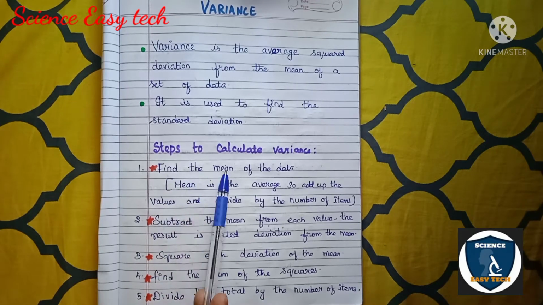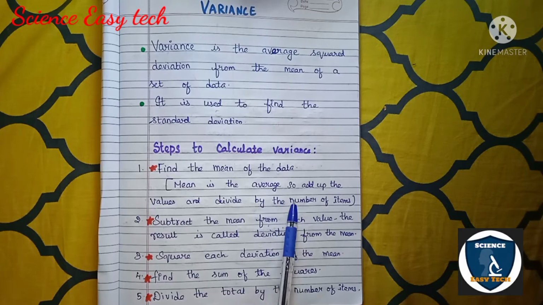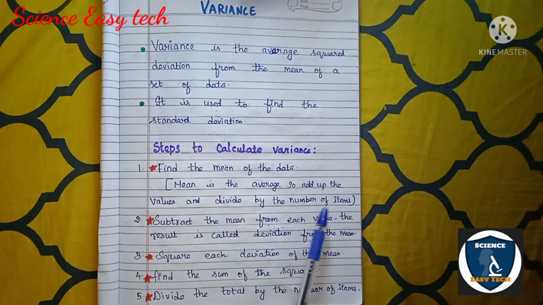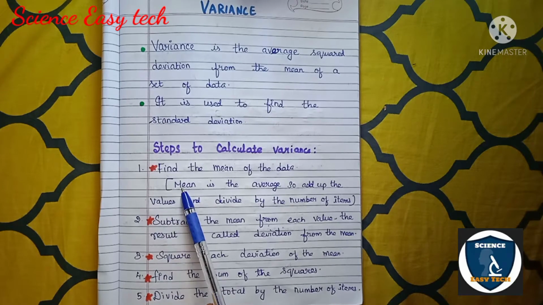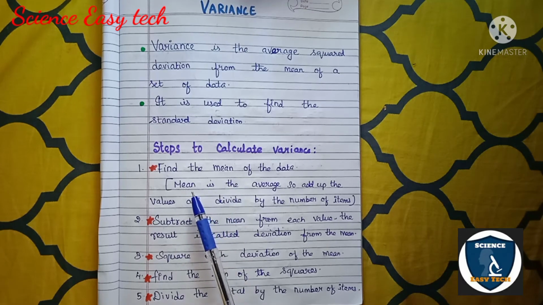First step is to find the mean of the data. Mean means you have to find the arithmetic mean. How will you find the arithmetic mean? It is the average. You have to add all the values and divide by the given number of items, that is, divided by n. We have posted videos related to mean for raw data, that is ungrouped data, as well as mean for discrete data and continuous data. You can watch our channel playlist, or I have given the link in the description box or on suggested cards and end cards also.